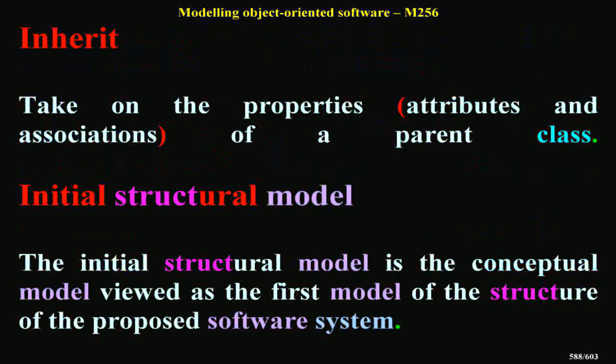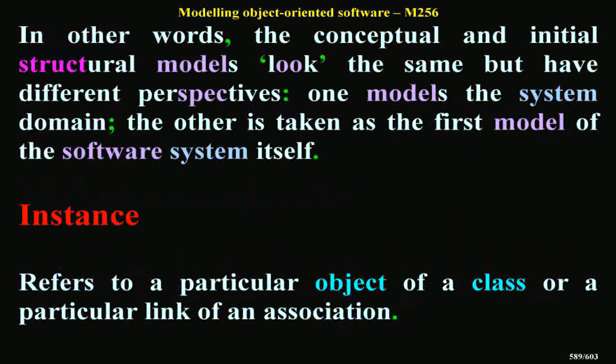Inherit. Take on the properties, attributes, and associations of a parent class. Initial structural model. The initial structural model is the conceptual model viewed as the first model of the structure of the proposed software system. In other words, the conceptual and initial structural models look the same but have different perspectives. One models the system domain. The other is taken as the first model of the software system itself.